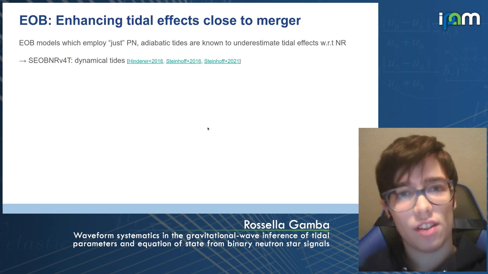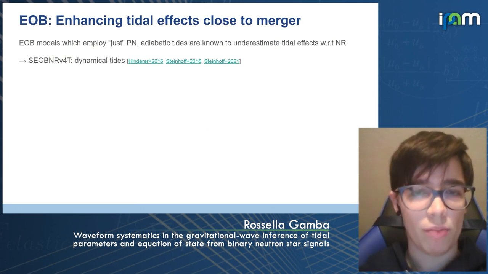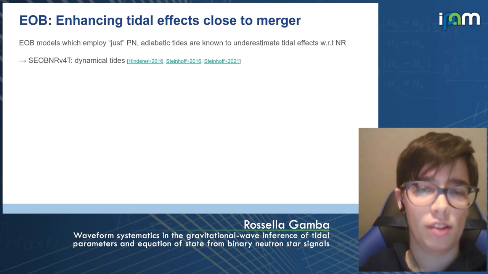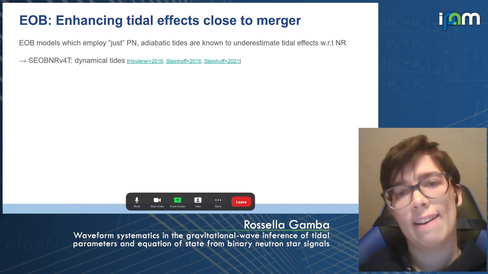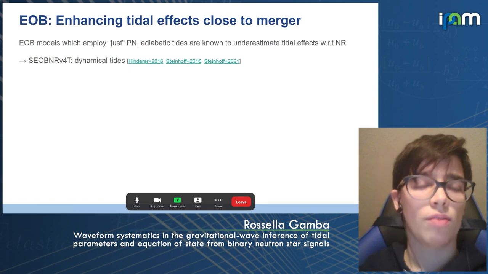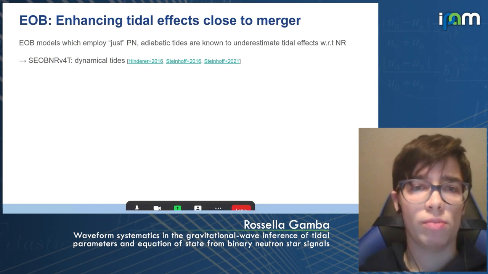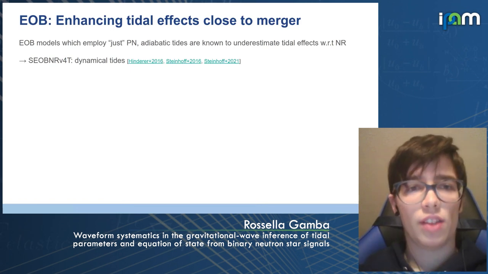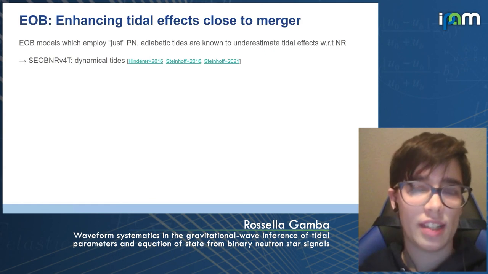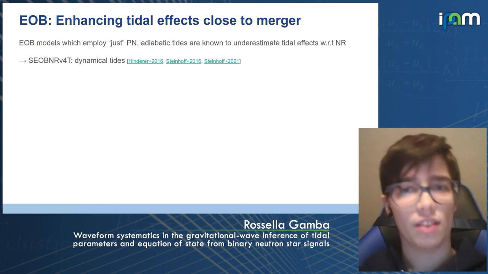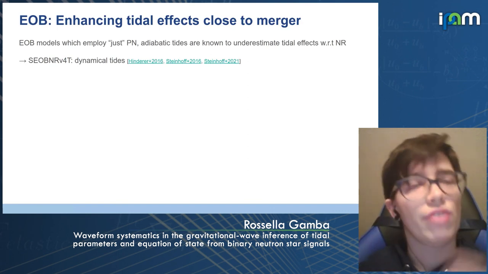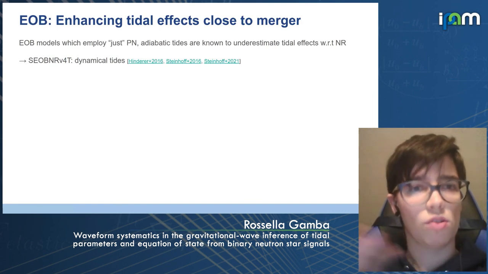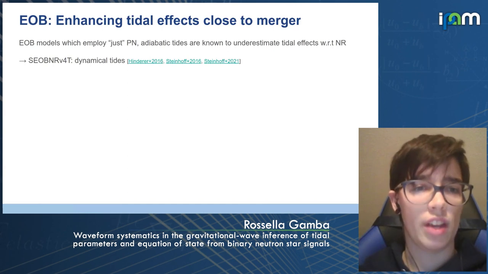So this is to include, let's say, the PN information into our EOB models, and I think that SEOB and R family does something very similar, actually. But we know by comparisons to numerical relativity waveforms that just post-Newtonian adiabatic tides underestimate tidal effects with respect to NR. So we need to find some kind of effective description close to merger to improve this behavior.